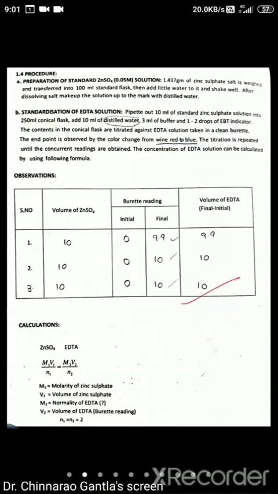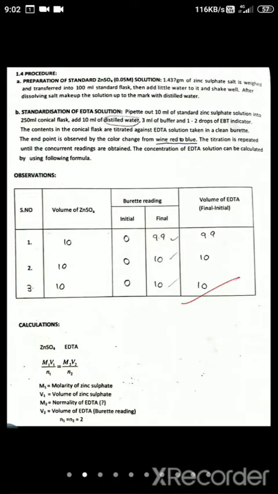1.437 grams of zinc sulfate in a 100 ml standard flask. Add a little water, and that solution is formed. That is called preparation of standard zinc sulfate. 0.05 molar zinc sulfate is prepared. That is the standardization of the zinc sulfate. And another one is very important: standardization of EDTA.